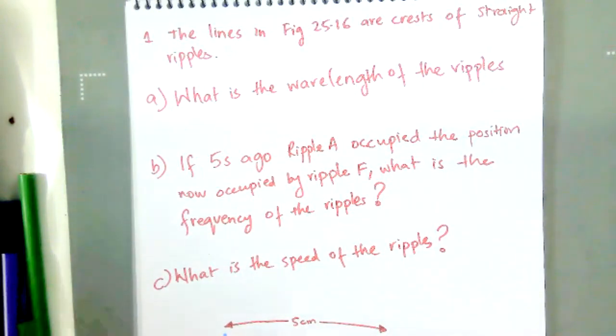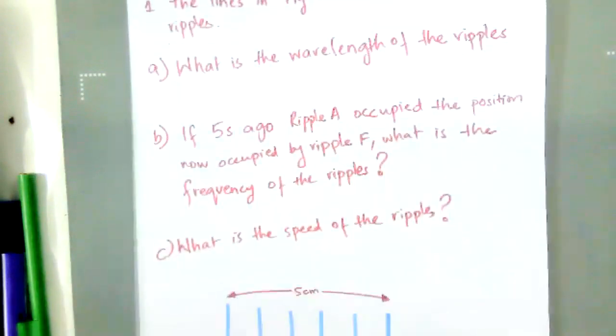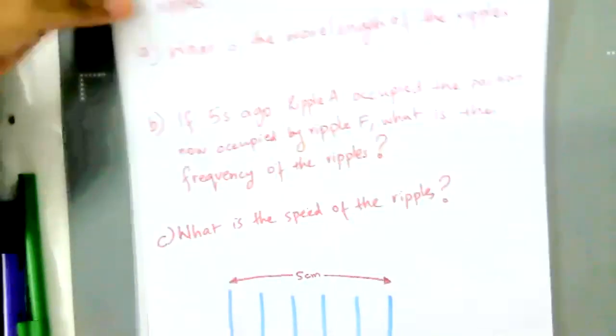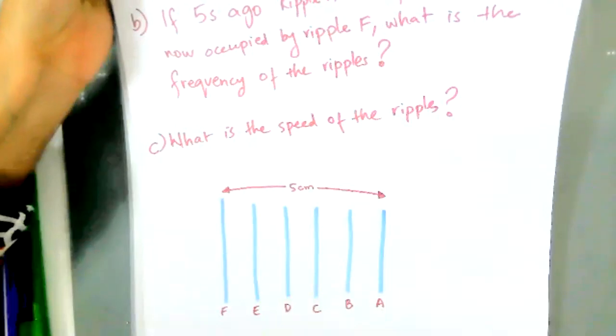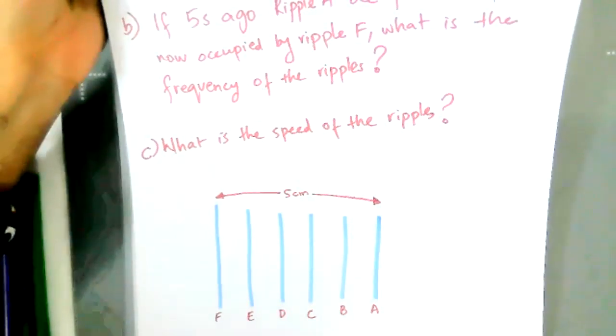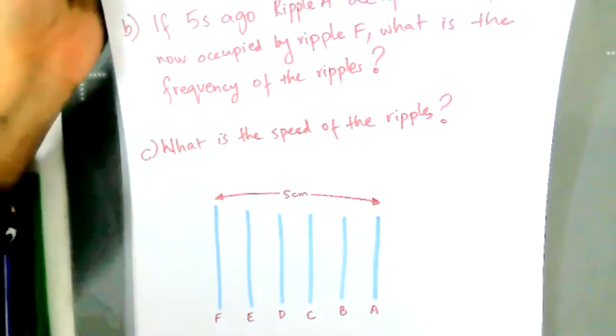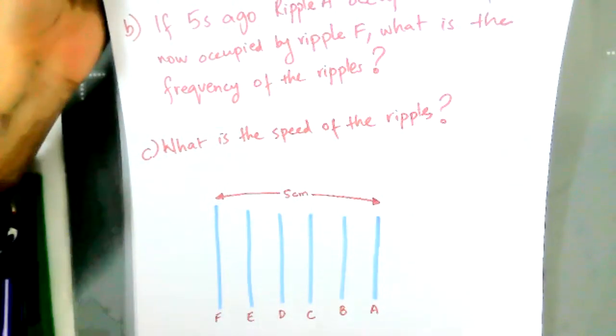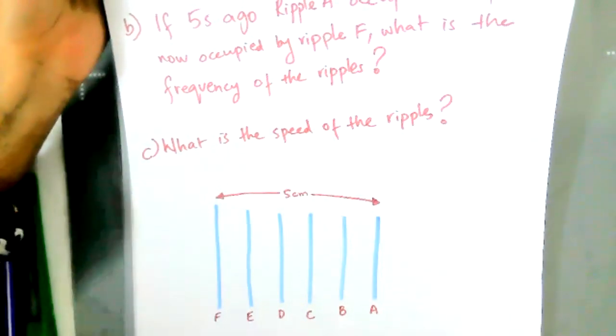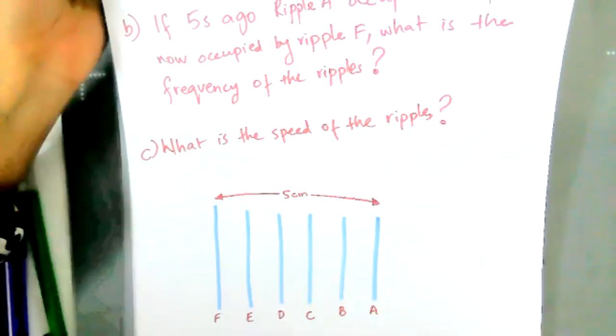So I'm doing question 1 first. The lines in figure 25.16 are crests of straight ripples. A, what is the wavelength of the ripples? And the diagram is here. So they're asking you for the wavelength of the ripples. So who wants to answer this question? What is the wavelength of the ripple here?